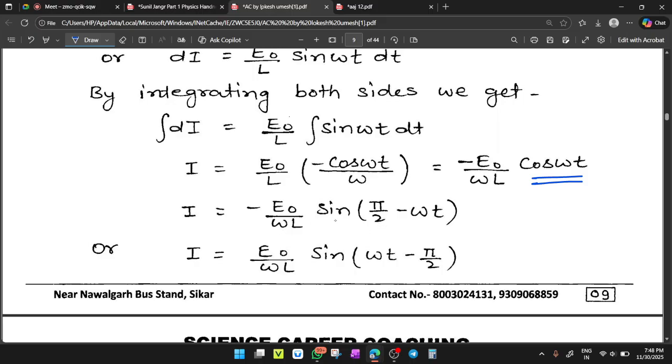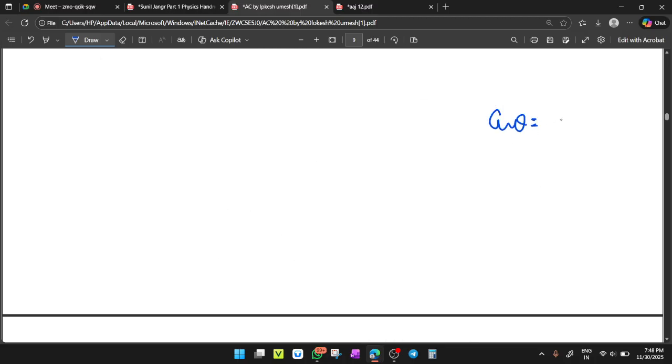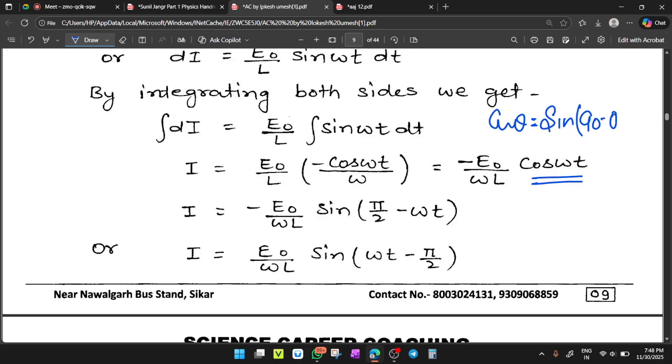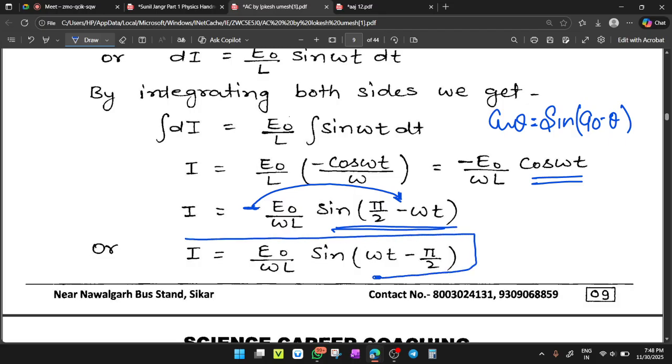Minus E naught upon omega L. By the formula of class 10th, cos theta equals sine of 90 minus theta. 90 means pi by 2, so sine of pi by 2 minus theta equals cos theta. So you can replace cos omega t with sine of pi by 2 minus omega t. Yes or no? So cos omega t becomes sine of pi by 2 minus omega t. Take this minus sign inside and dissolve it inside, and this will become E naught upon omega L sine omega t minus pi by 2. This is your final equation for alternating current.